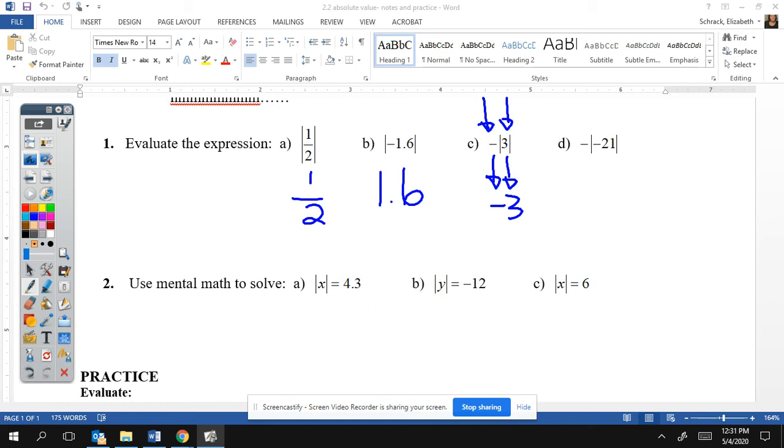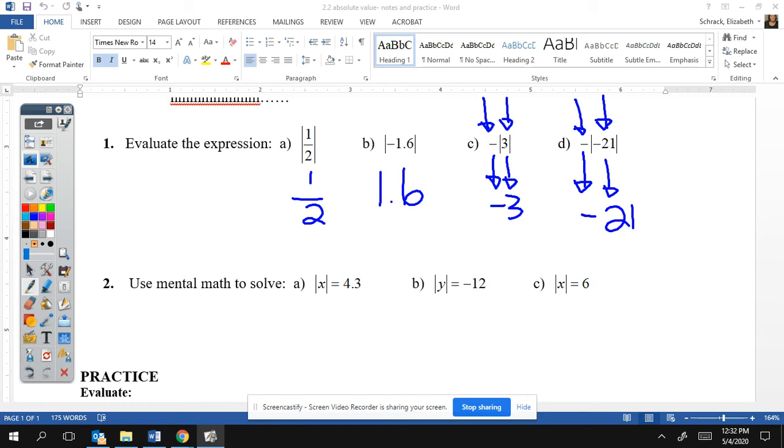I'm going to read it first. The opposite of the absolute value of -21. So again, absolute value first because that's a type of grouping symbol. So -21 is 21 steps away from 0 on the number line. And then the opposite or the negative out front of the absolute value comes down to join it.